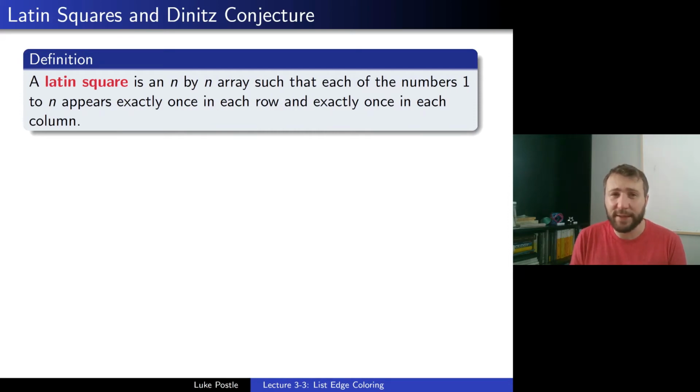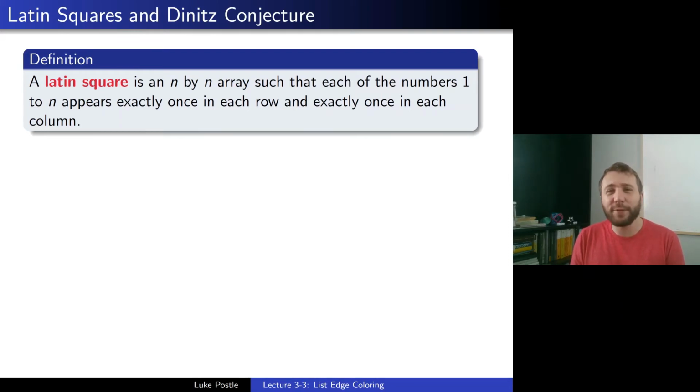So let's go through Galvin's theorem, but let me first say a couple words about what it really means. You might be familiar with this, but maybe you're not. Maybe you've heard of a Latin square. A Latin square is an n by n array such that each of the numbers 1 to n appears exactly once in each row and exactly once in each column. So in each row you have the numbers 1 to n, in each column you have the numbers 1 to n, each square getting one of these numbers.